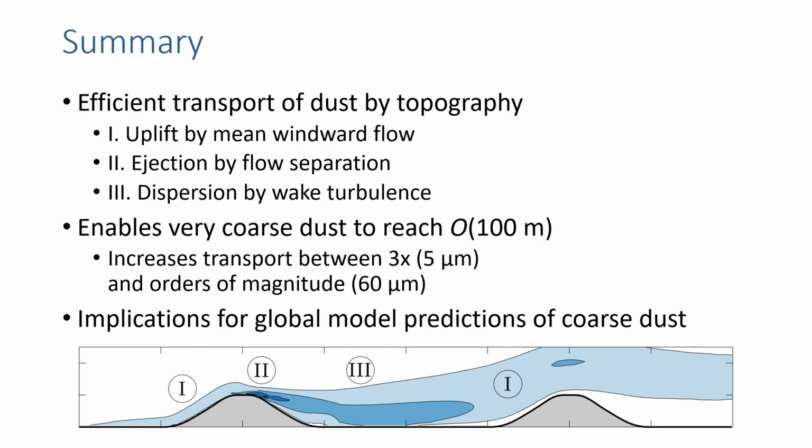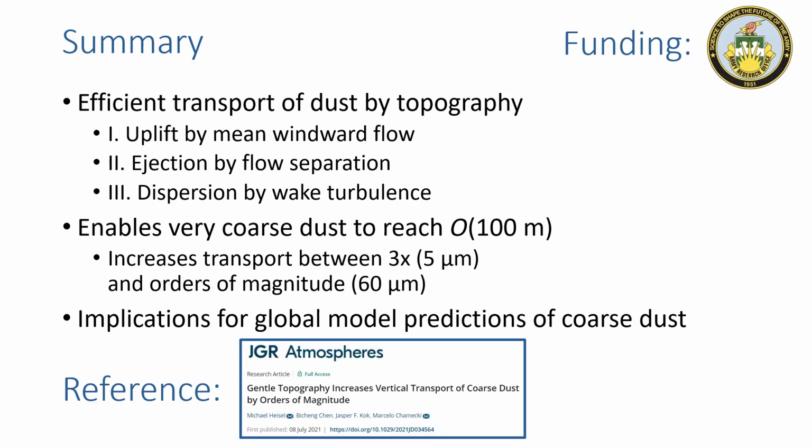We expect that the systematic underestimate of coarse dust concentrations by global models shown in the introductory slides can at least partially be reduced by considering and parametrizing the effects demonstrated here. To close out, all of the findings from this presentation are reported in a JGR Atmospheres article from earlier this year, shown here at the bottom.